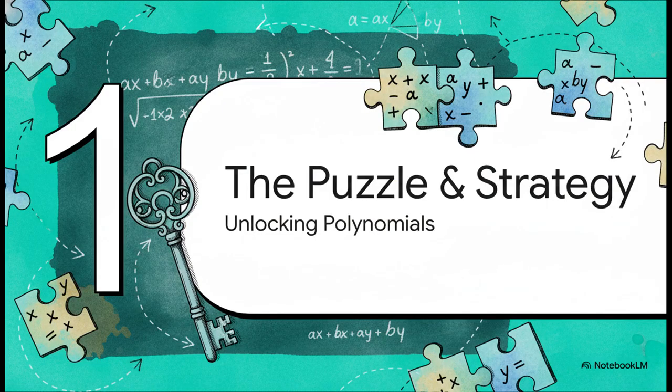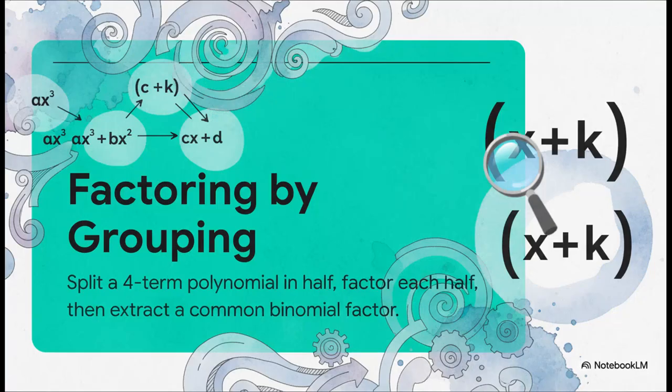Okay, first up, the puzzle and the strategy. It's time to pull back the curtain on these 4-term polynomials. The official name for our secret key is factoring by grouping. And honestly, the core idea is pretty straightforward. We're just going to split the problem in half into 2 little groups. We'll factor each of those groups on their own. And then, and this is the really cool part, we find a common piece between them and pull it out. It sounds a little complicated, I know, but trust me, it's actually super elegant once you see it.